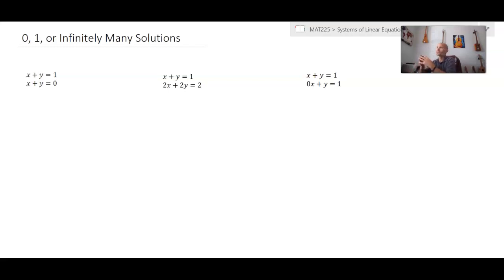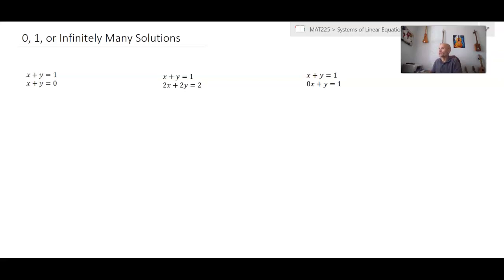Now that we know how to solve systems of linear equations using Gaussian elimination, we want to look at the idea that there are really three possible outcomes as far as the solution set to a system goes. There are three cases. One, we could have a system with no solutions, or zero solutions. We could have a system with just one solution, or we could have one with infinitely many solutions.